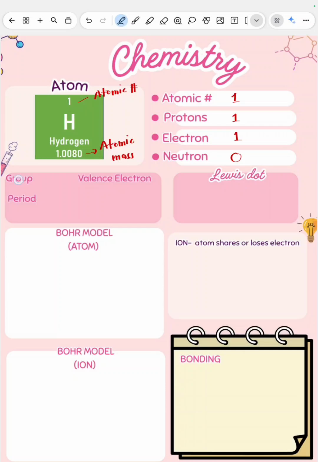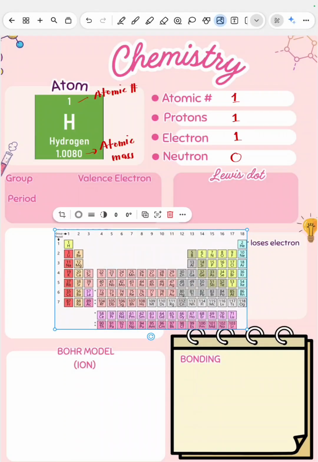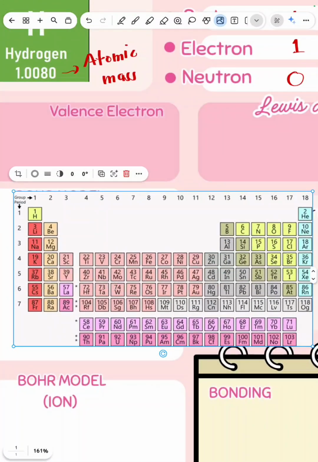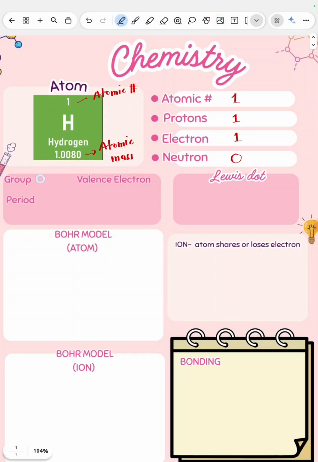Now next is this one here: group number and period. How to get that one? You just have to look in the periodic table. So I have a periodic table here. Going sideways are the groups. Going downward are the periods. And you can look at the H here. So group number 1, period 1. Let's write it down. Group number 1, period 1.